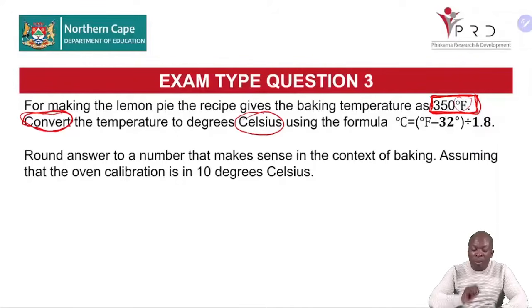So once you're able to convert, the examiner says, round your answer to a number that makes sense in the context of baking, assuming that the oven calibration is in 10 degrees Celsius. We will come to that point. But for now, can you pause the video, try and answer the question so that we can reveal our solutions together. So let's go.